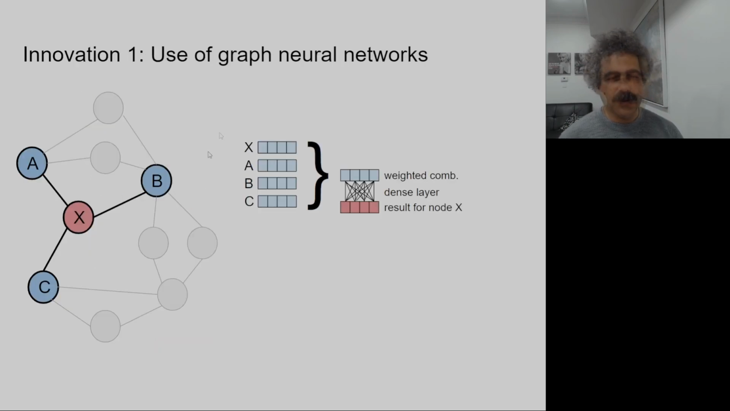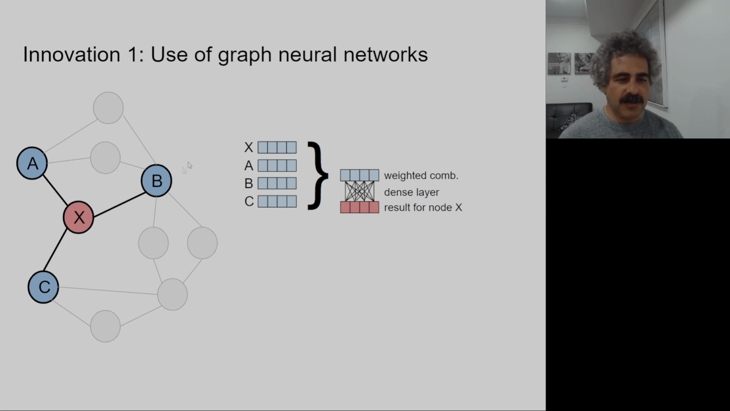In order to build our tool, we have introduced several innovations to previous machine learning approaches to this problem. Basically, this is a classification task. The first innovation involves the use of graph neural network layers in our neural network.